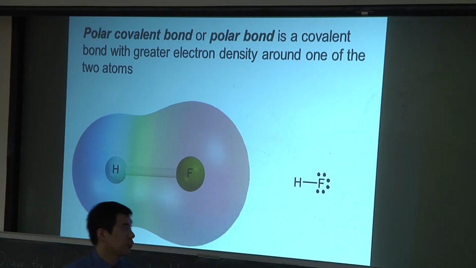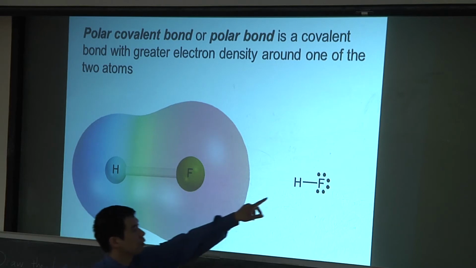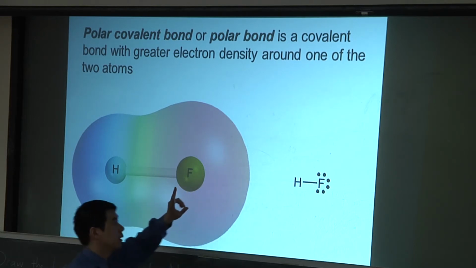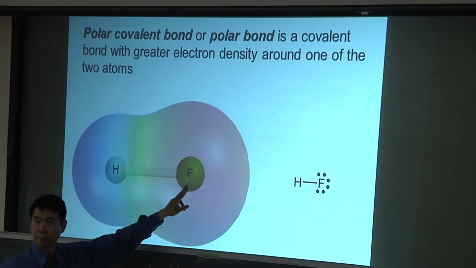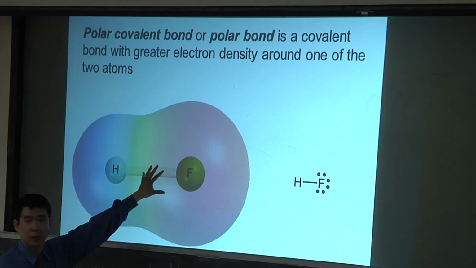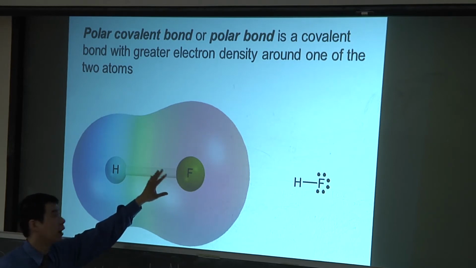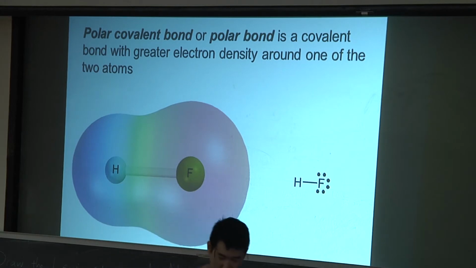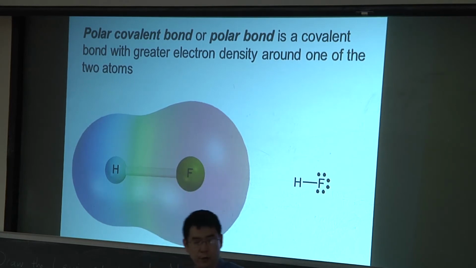What does that mean? That means there's this pair of electrons. There's a single bond, right? That means there's two electrons, a pair of electrons, that are being shared between the H and the F. But who's getting more cookies? F, right? F is taking more of the electrons. And the way we say that is there's a greater electron density around the fluorine.